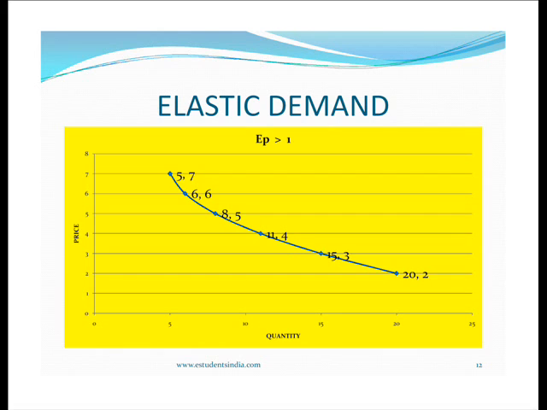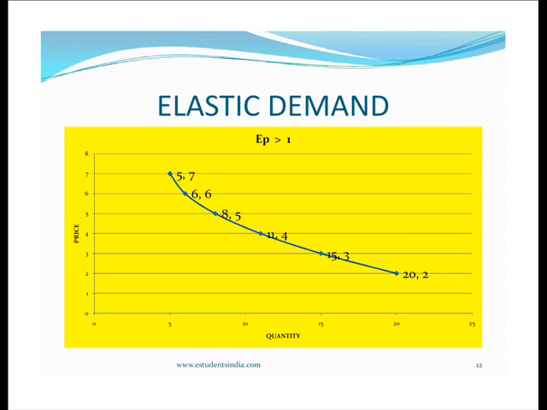When the price falls from rupees 7 to rupees 2, total expenditure increases from rupees 35 to rupees 45, then decreases to rupees 40. The demand for a good is elastic when the total expenditure on it increases with a fall in price. Remember, the demand for a commodity is elastic when the total expenditure on it increases with a fall in price.